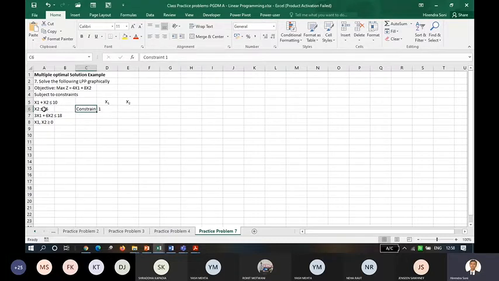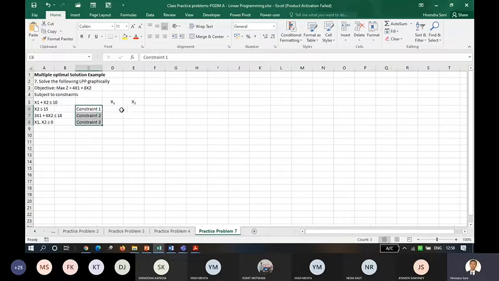How many constraints do we have? 1, 2, 3. So constraint 1, constraint 2, constraint 3. So what are the coefficients? We'll take that. So 1, 1. This is less than or equal to, and then 10. This is your RHS value.